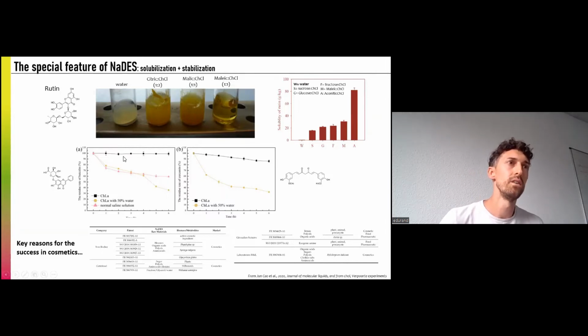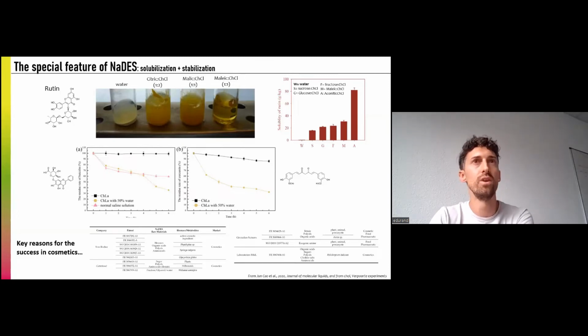And regarding the stability, you can see that there are 2 different molecules, curcumin, which we just spoke about in the last presentation, and also baicalin. And we can see that the stability is much higher in comparison to other solvents. That is why this solubilization property is, I guess, the key reason for the success in cosmetics, but also the ability to stabilize or preserve active molecules from degradation.